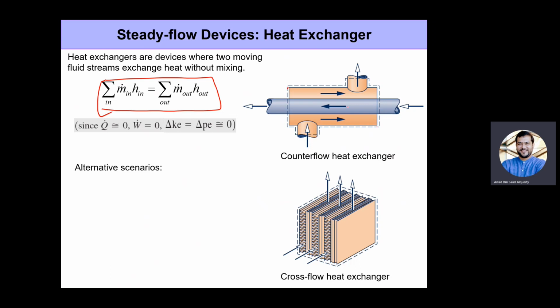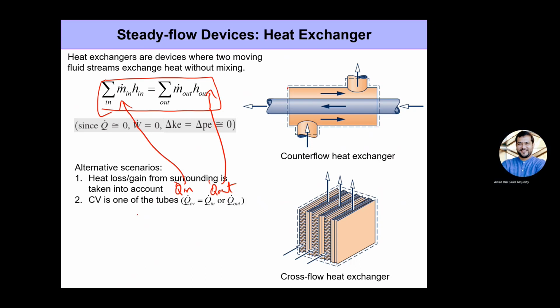So whatever heat exchange is happening inside. All right. Now, alternate scenarios could include where you have some heat loss or heat gain from the surroundings, and you got to take that into account. Okay. So if it's Q in, then you write it in on the left hand side. If it's Q out, you write that term on the right hand side. There may be situations, not very common, but there are situations where that happens.